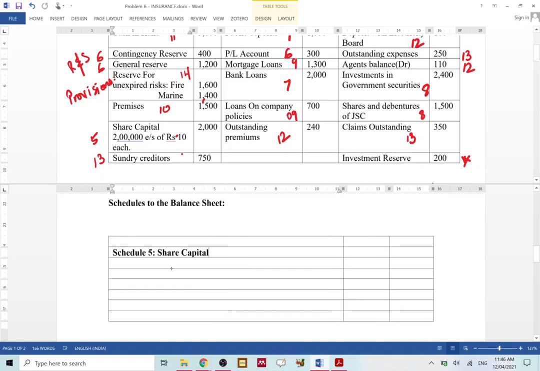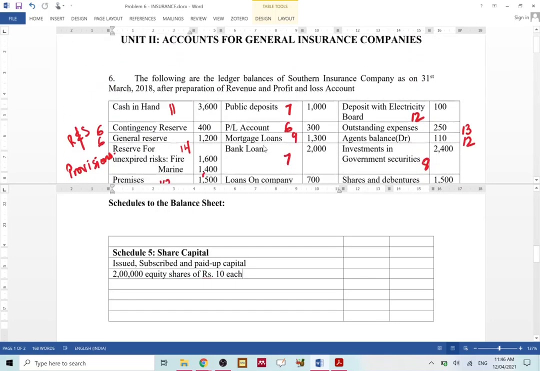Okay, respective amount columns, and under this schedule 5 you have, normally we write it in this way, issued, subscribed and paid up capital. Authorized is not given to us. Okay, so how much is it? You have 2 lakh equity shares, mention what type of shares please, as it is given in the problem, of rupees 10 each.